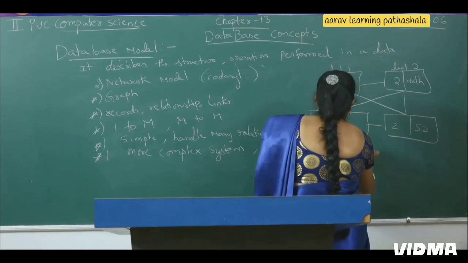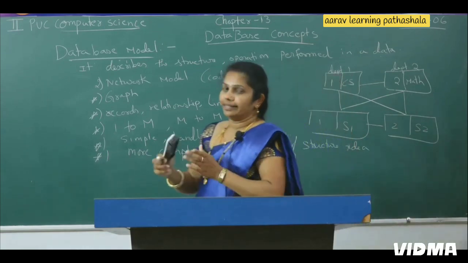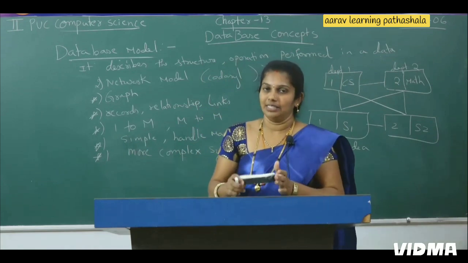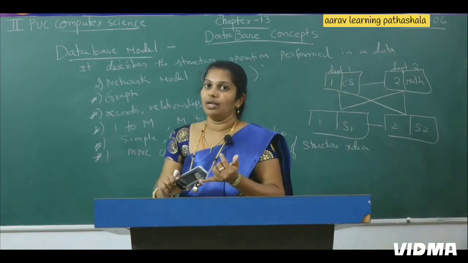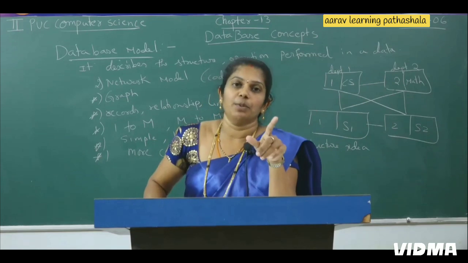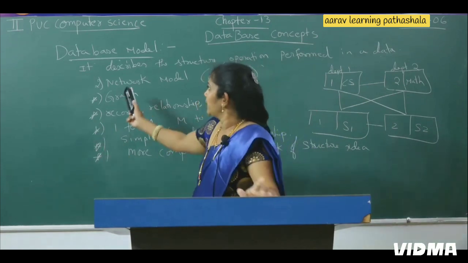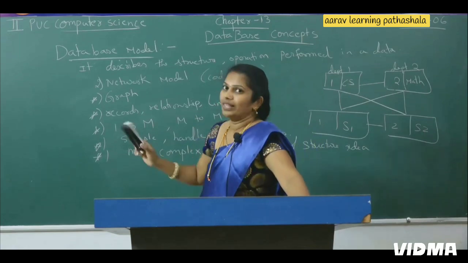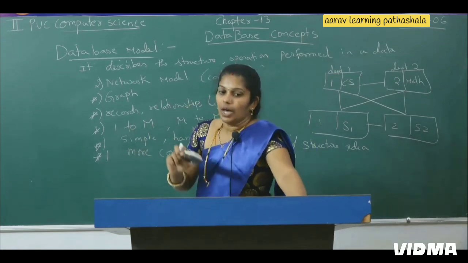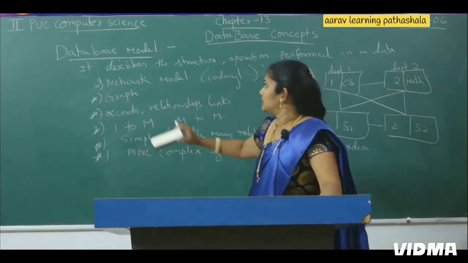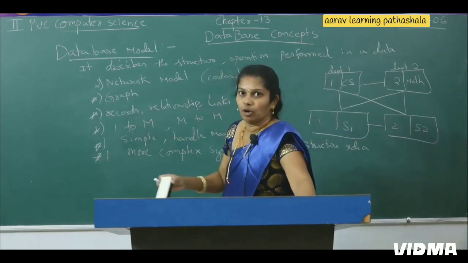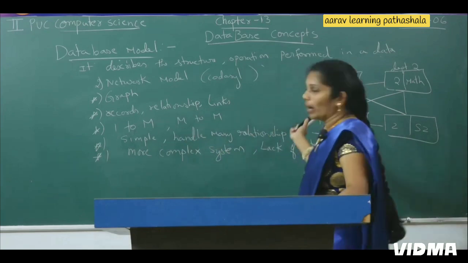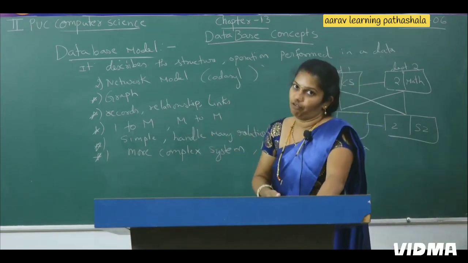Like this, in graph also we have some advantages as well as disadvantages. When you come to the hierarchical model, all the data are arranged in tree format, whereas in the network model, all the data are arranged in graph format. It was developed by CODASYL, and here all the data can be arranged in the format of records and relationships, and it may connect them in one-to-many or many-to-many format.